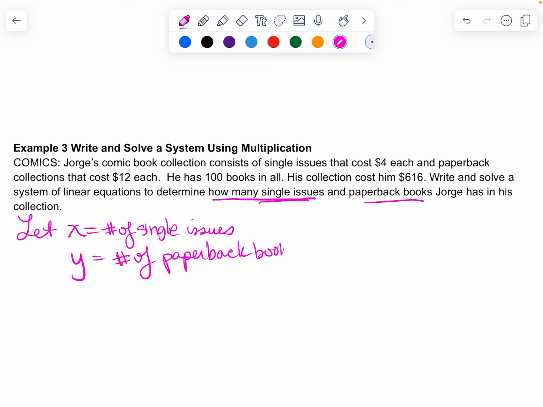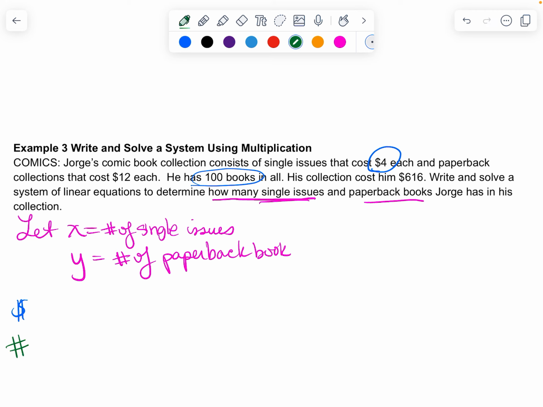I don't know. Now, to write this, what it's talking about is money. So one of the equations has to be talking about money. The other one says that he sold 100 books, so this is going to be talking about the number of books. Let's do green on that one.